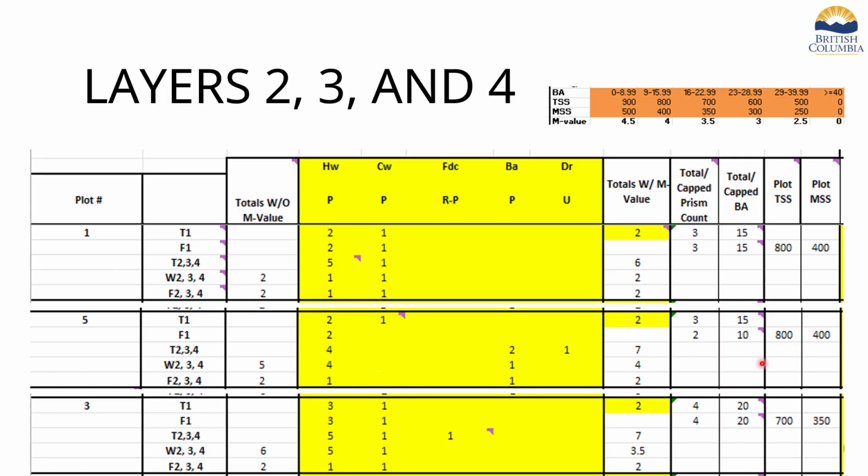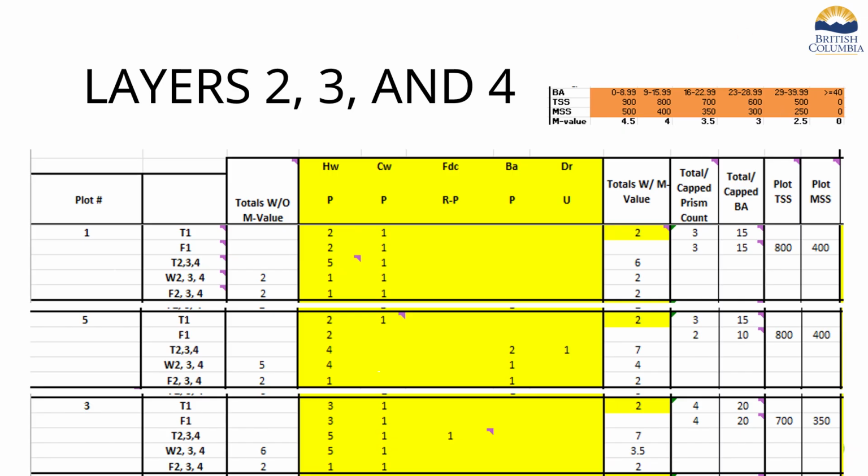So in this one, we have 4 in trees. 4 times 5 is 20, 20 meters squared. So our TSS is 700. So now our M value is 3.5. And in this plot, we have 6 understory well-spaced trees. It's tallied here. And it gets automatically reduced down to the M value right here, so 3.5.